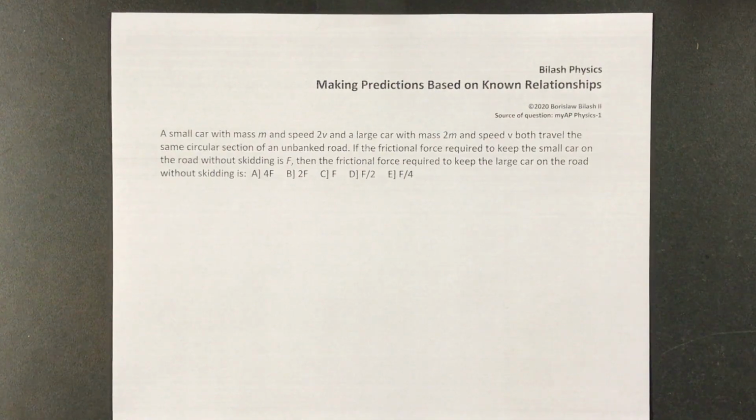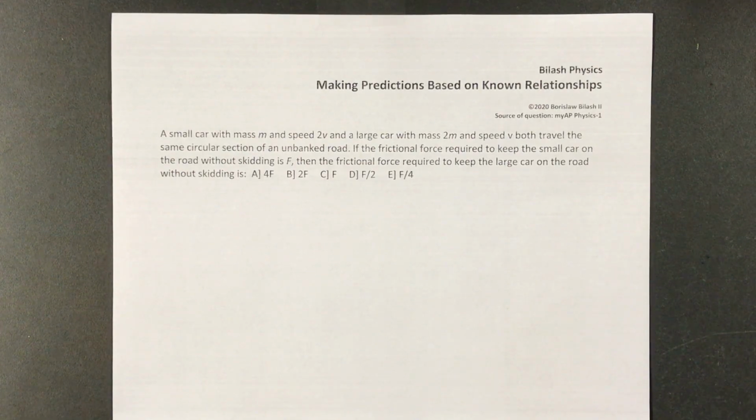In this lesson, I'm going to show you how to make a prediction based on a known relationship. This question comes from College Board's MyAP for Physics 1. It says a small car with a mass m and a speed of 2v, and a large car with a mass of 2m and a speed of v, both travel at the same circular section of an unbanked road.